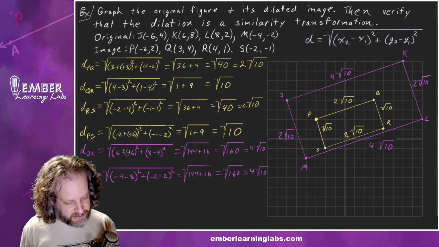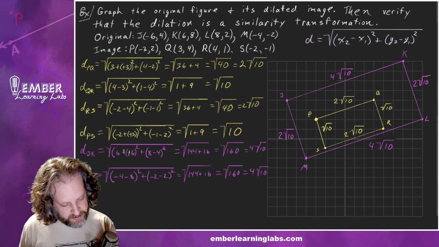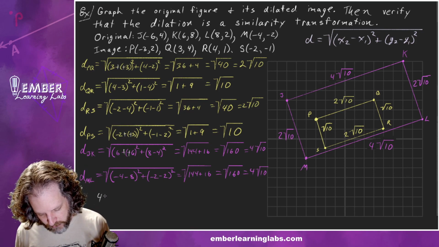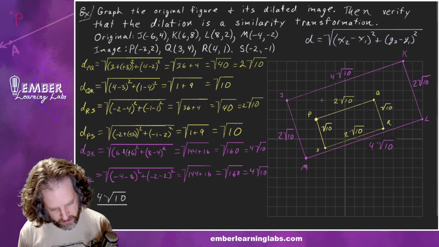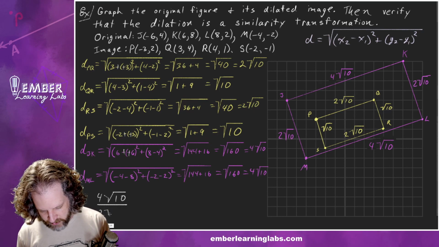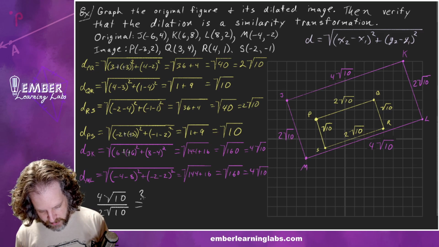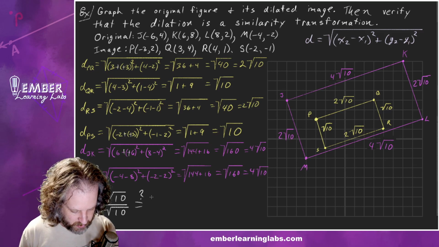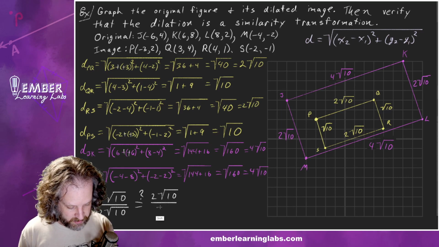So in this case, let's do original purple to image yellow. So this side to this side. So 4 times the square root of 10 over the one that corresponds on the image. So 2 times the square root of 10. Does that equal this one? So 2 times the square root of 10 over 2 square root of 10.